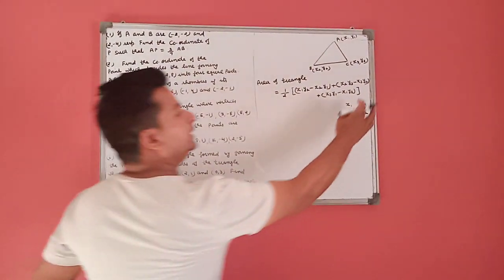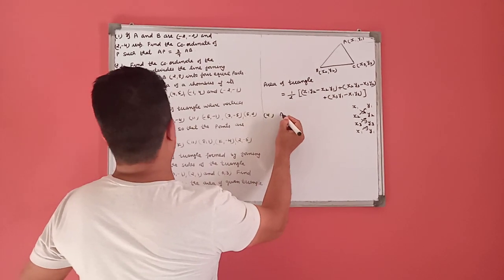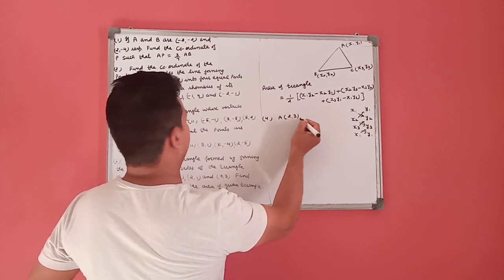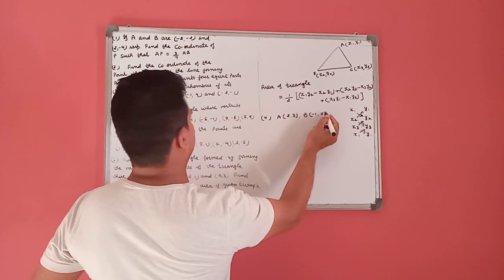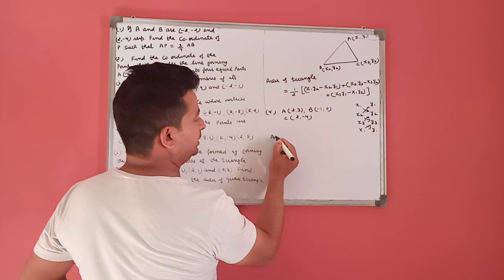We use only this. For example, question number 4: the coordinates of A are (2, 3), B is (-1, 0), C is (2, -4). Then the area of the triangle.